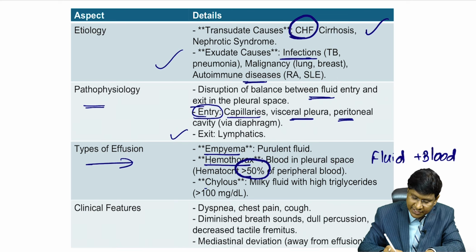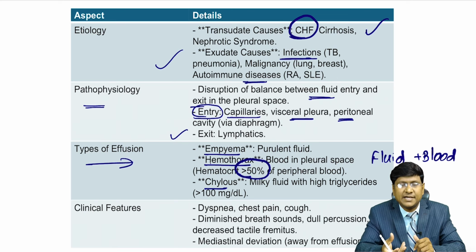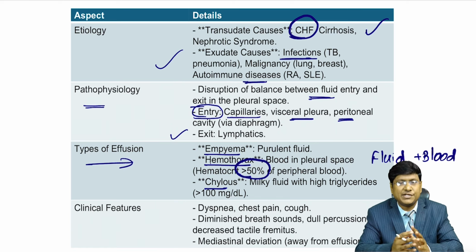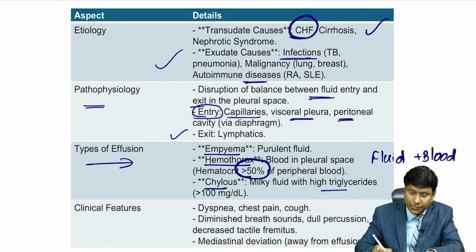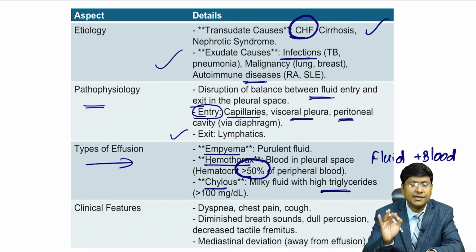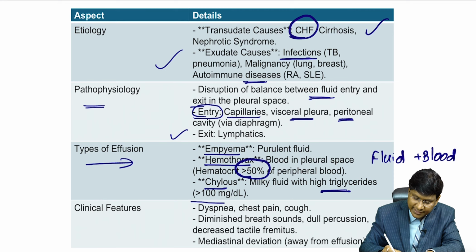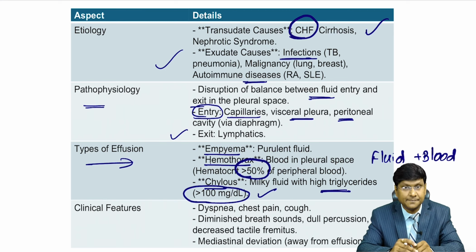Next one is the chylous effusion. Now what do you understand by the word chylous effusion? Presence of the milky fluid in the pleural space is what is called chylous effusion, where you have high triglycerides. And how much should that be? The triglycerides should be more than 100 milligrams per deciliter. So that is what is called the chylous effusion. So types of effusion, it can be either empyema, or hemothorax, or chylous effusion. What will be the clinical features?